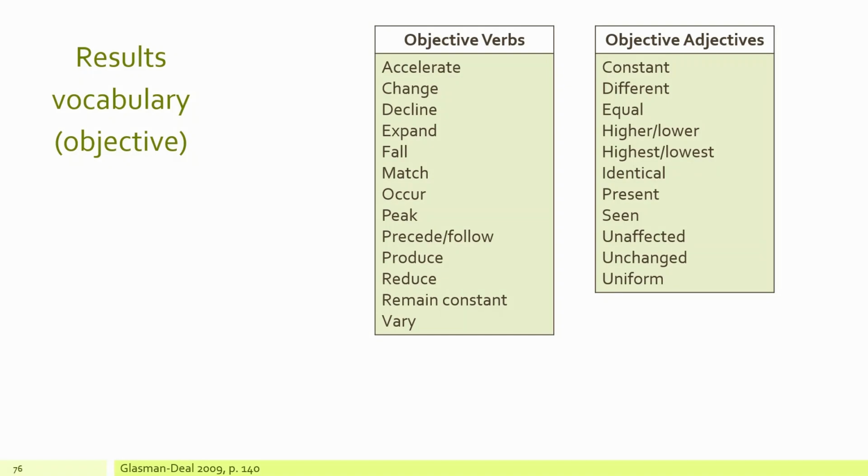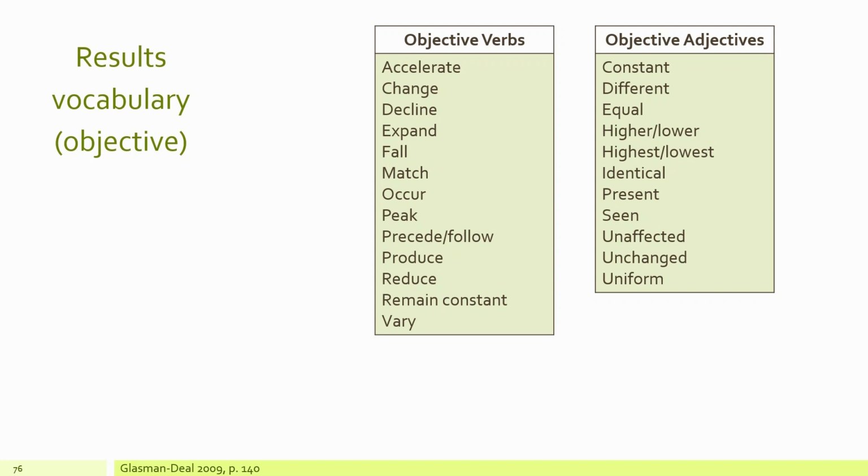Vocabulary for results can be split into objective and subjective word choices. Notice what makes these words objective. They describe objective truths. In a way, they answer yes or no questions. Did it accelerate? Yes or no? Did it change? Yes or no? It either changed or it didn't, so change is an objective verb. In the adjectives, notice that high is not objective, it's subjective. However, higher and highest present objective truths when comparing two things. Either one number is higher than the other, or not, and only one is the highest.